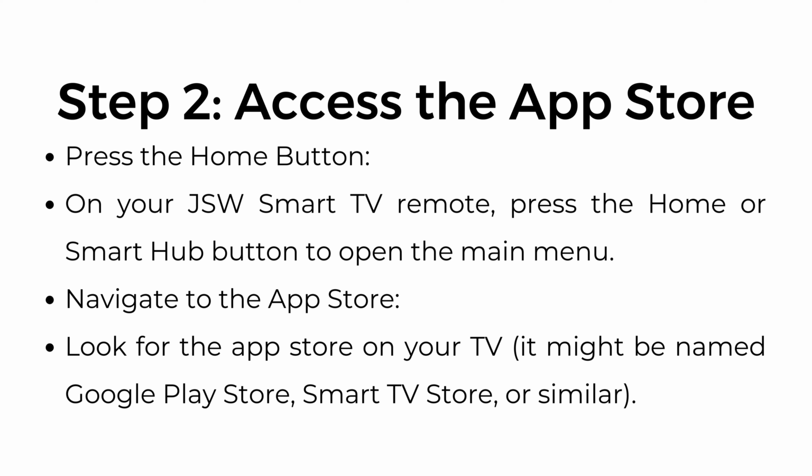Step 2. Access the App Store. Press the Home button on your JSW Smart TV remote. Press the Home or Smart Hub button to open the main menu. Navigate to the App Store. Look for the App Store on your TV. It might be named Google Play Store, Smart TV Store, or similar.